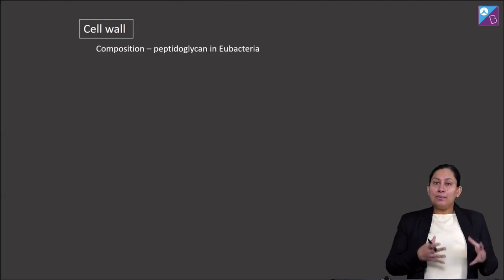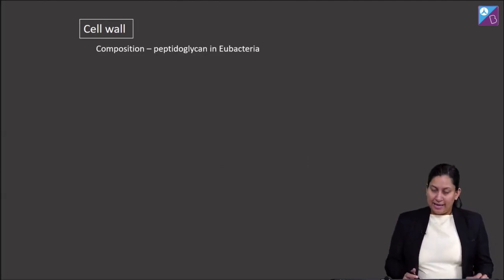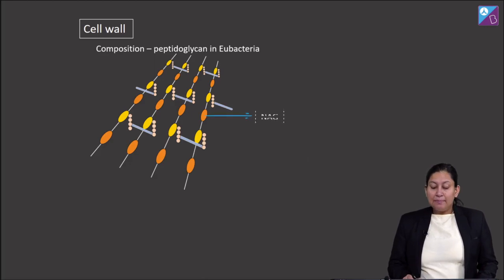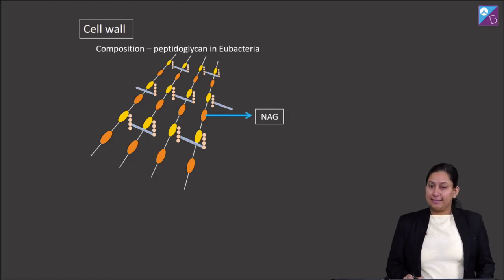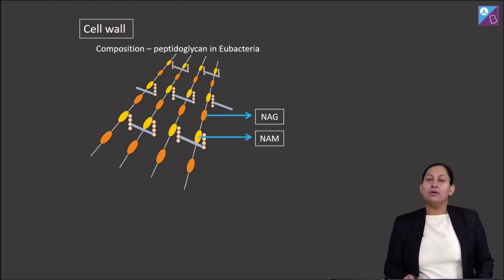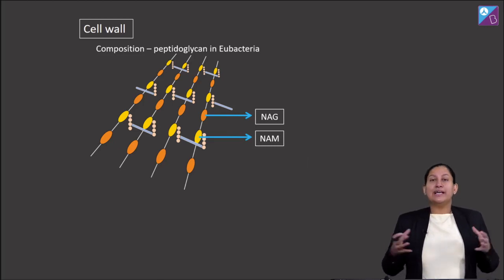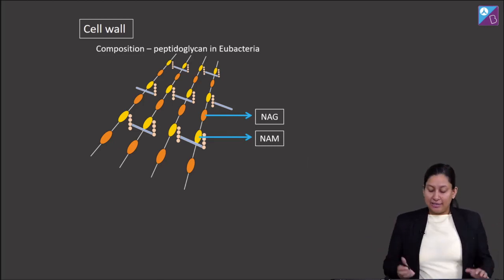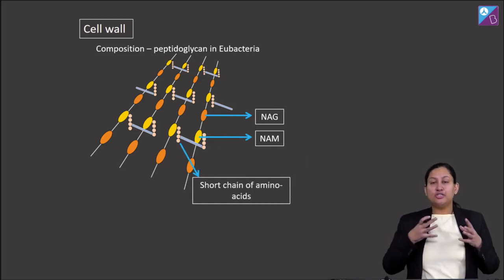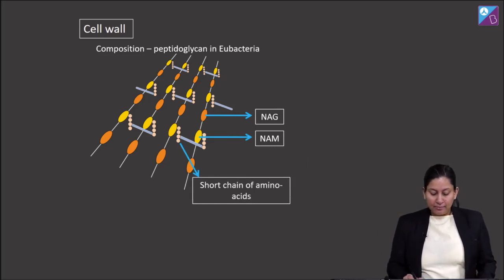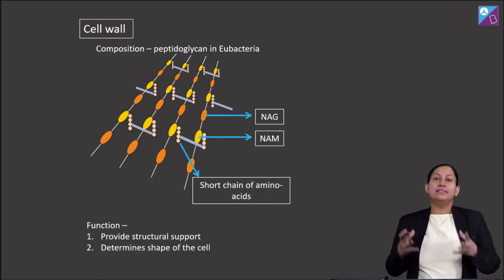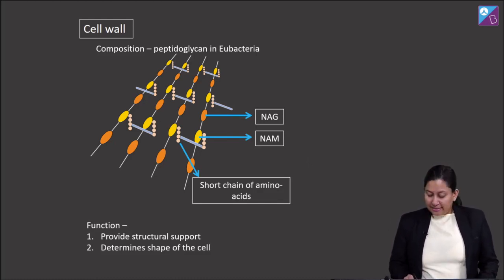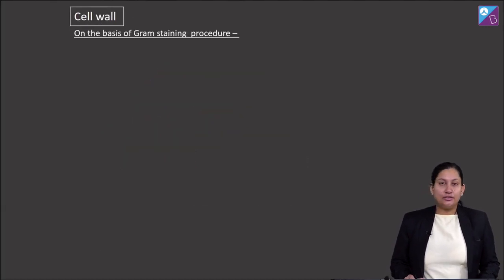So, cell wall is composed of peptidoglycans in eubacteria. Now, what is peptidoglycan? Peptidoglycan is basically a heteropolymer of N-acetyl glucosamine, also called as NAG, and N-acetyl muramic acid, also called as NAM. So, the glycosidic linkages make the long chains of peptidoglycans, and they are further cross-linked by a short chain of amino acids. Now, what is its function? So, the function of cell wall is to provide structural support to the prokaryotic cell, and also it determines the shape of the cell.